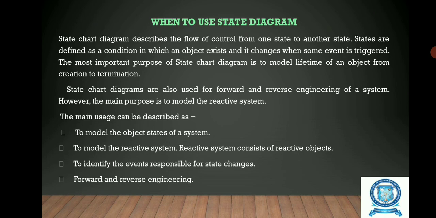State chart diagrams are also used for forward and reverse engineering of a system. However, the main purpose is to model the reactive system. The main usage can be described as: to model the object states of a system, to model the reactive system, where the reactive system consists of reactive objects, to identify the events responsible for state changes, and forward and reverse engineering.